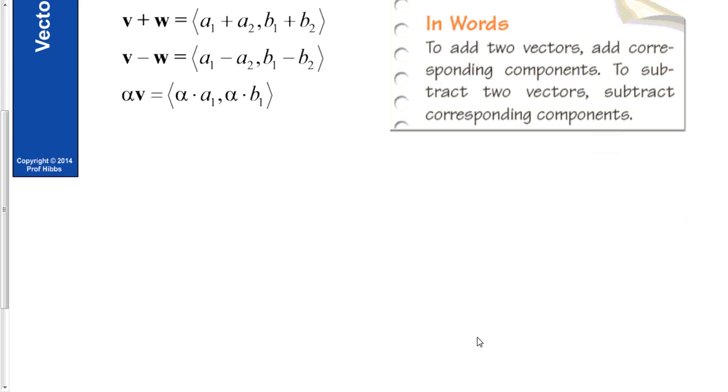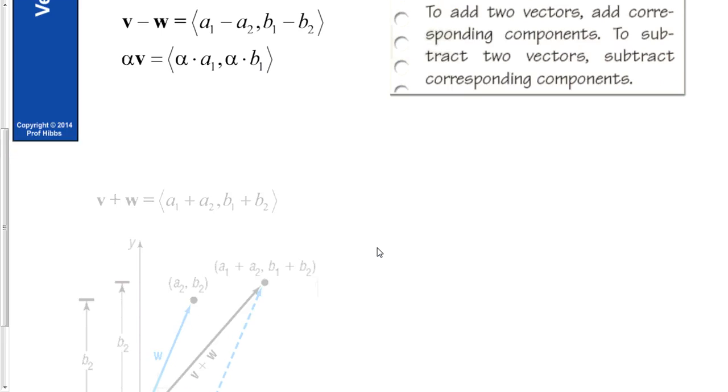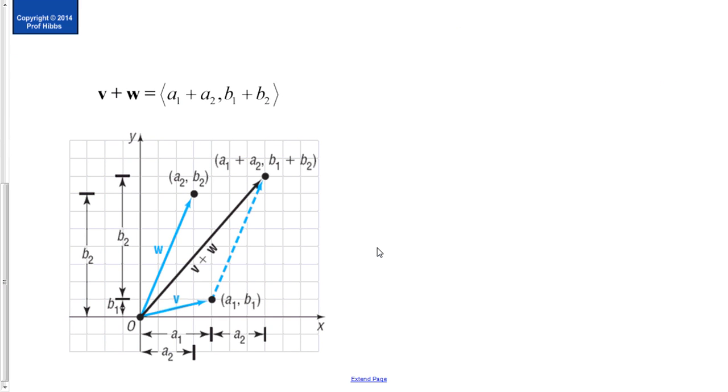Now, let's see below here why this is consistent with what we've already done before. And so here's the idea behind it. Okay, and think this way. I'm going to help us get through this picture. We've got this vector v right here, and we've got this vector w. So vector v has the components a sub 1 and b sub 1, and that means it stops at the point (a sub 1, b sub 1).